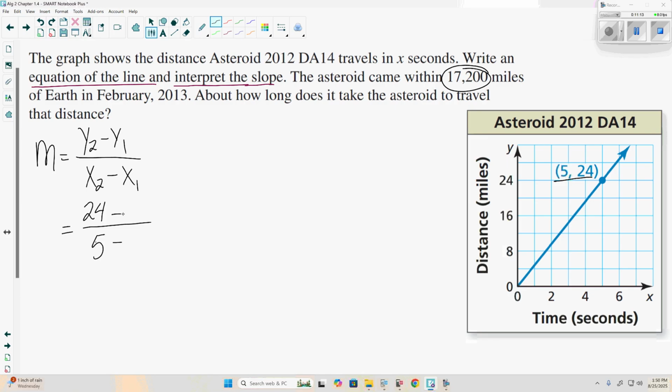Is there another point that they gave us? Well, the only other nice spot is this point down here at (0, 0). So that there is going to be our other point.